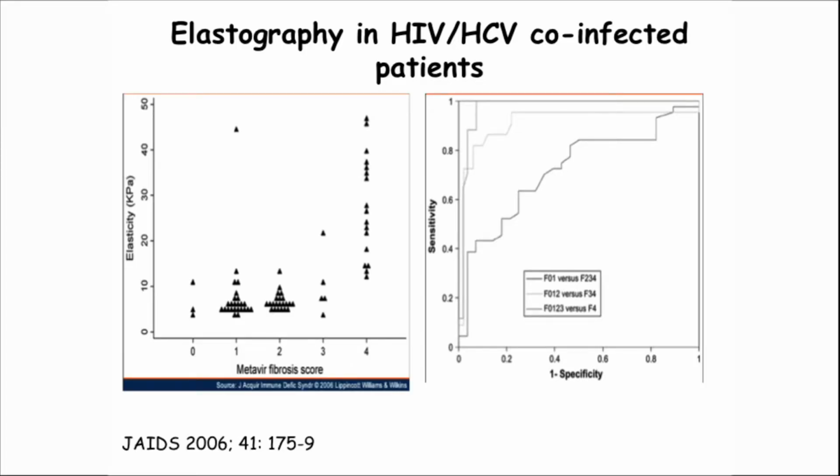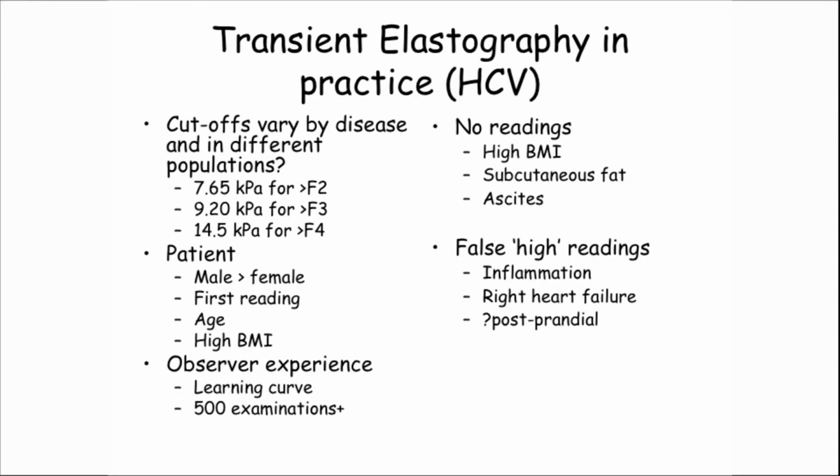Is it useful in practice? Clearly, we've seen data that it works for hepatitis C in the context of HIV. Again, very similar data to what we've seen for Fibrotest, for example, where it's very good at discriminating people with no fibrosis from people with cirrhosis, but what it doesn't do very well is discriminate people in between. How does it work in practice? Certainly for hepatitis C, the cutoffs have been very well defined. So a cutoff of 7.65 suggests that liver has got fibrosis greater than F2 on the Metavir score. A cutoff of 14.5 is very discriminatory for picking up people with cirrhosis.